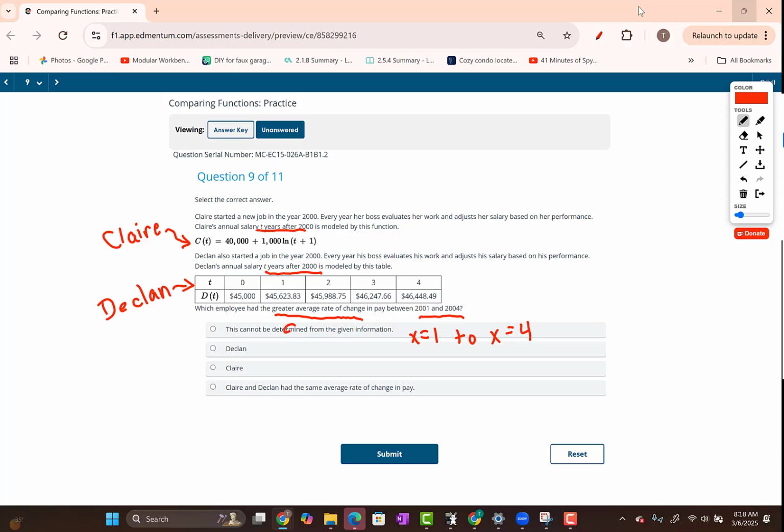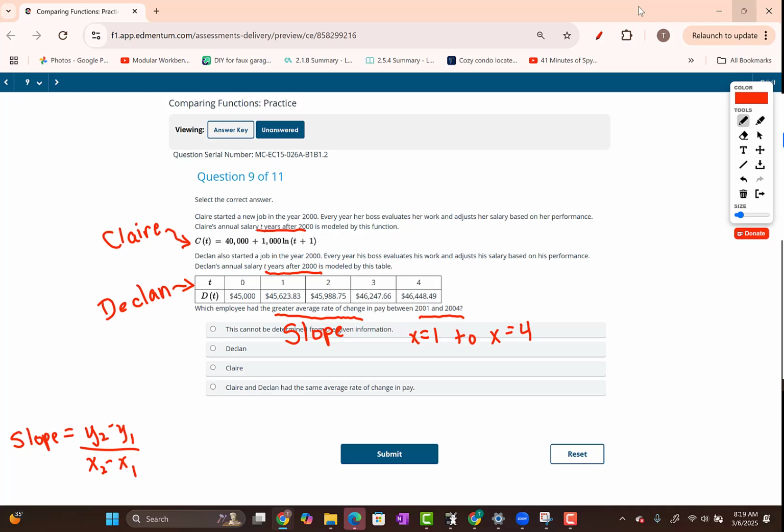Average rate of change. This is just slope. Recall that the slope formula is y2 minus y1 over x2 minus x1. So we need to find the two rates of change, for Claire and then for Declan, and compare which one has a greater average rate of change.